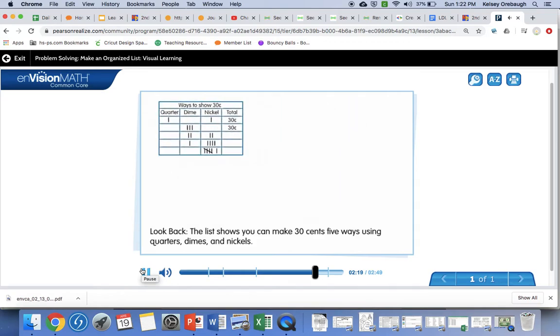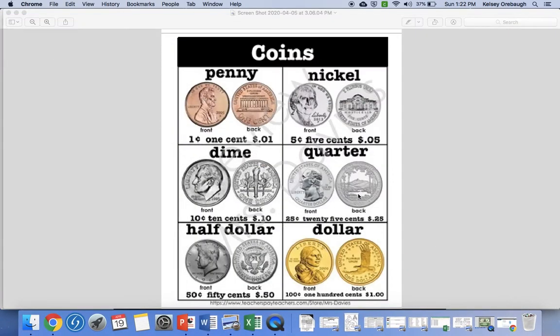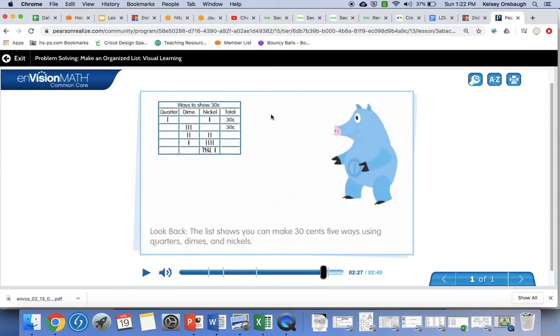Look back. The list shows you can make 30 cents 5 ways using quarters, dimes, and nickels. I want you to think about our next biggest coin after a quarter is a $50. Well, we didn't have any $50, but even if we did, would we be able to use a $50 to make 30 cents?